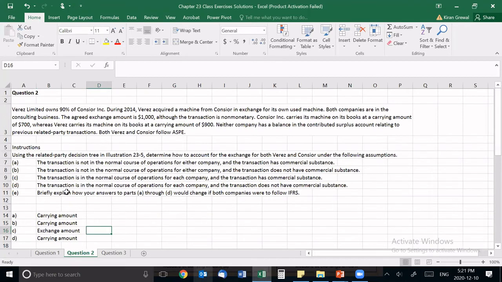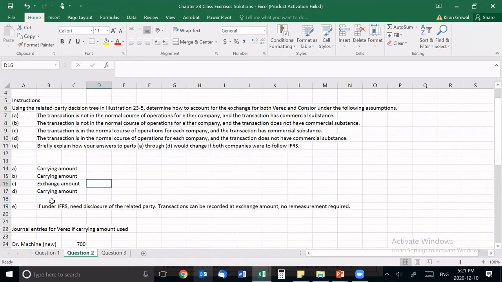Part E says, briefly explain how your answers in parts A through D would change if both companies were following IFRS. If you remember from the slides, for IFRS, we use the exchange amount. So basically from A to D, we would record at the exchange amount, and we would also need to disclose the related party.